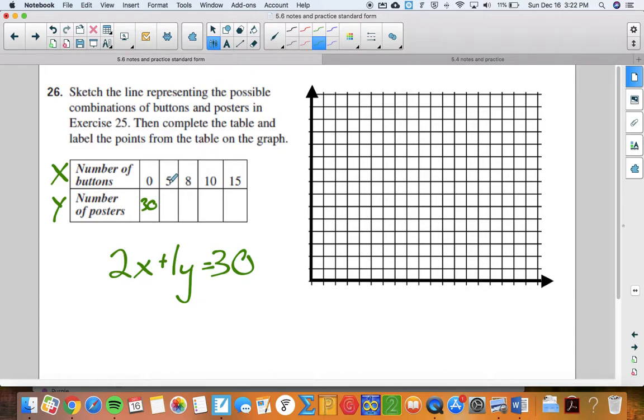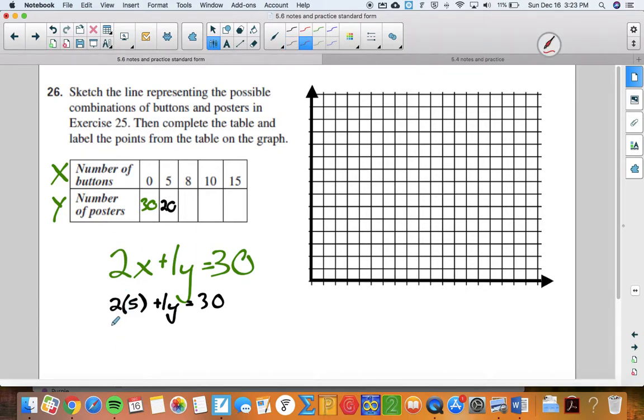If I order 5 buttons, that's going to be 2 times 5 plus 1 times the number of posters I order. That brings me to 30. So in my mind, I'm thinking, well, that's $10. So that leaves me with $20. So that means I could buy 20 posters.